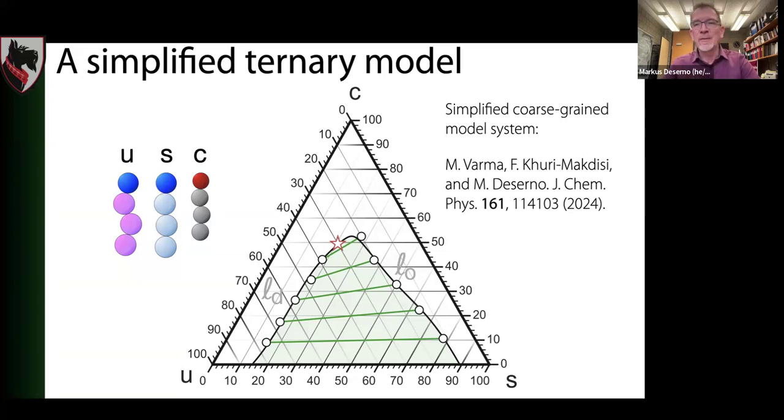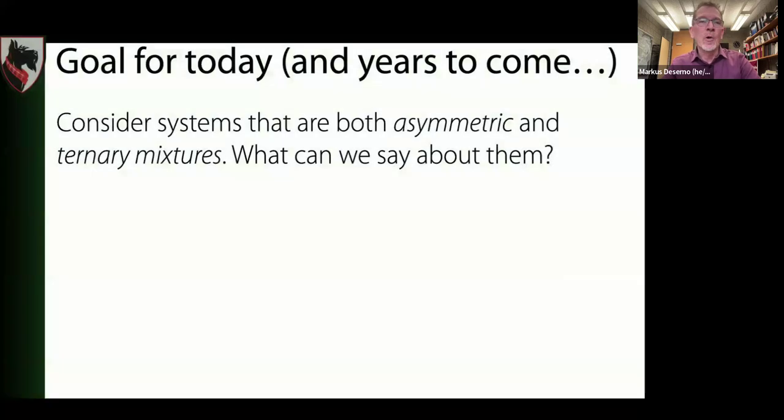With that, I've given you enough background to understand what the title of the talk is going to be about. So what do I want to do? The goal for today, and actually for my group, probably for years to come, is to figure out how these two pieces of physics play together. What if I have ternary mixtures, but in membranes that are asymmetric? So what can we say about this?